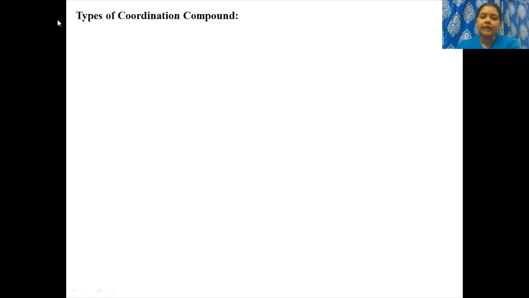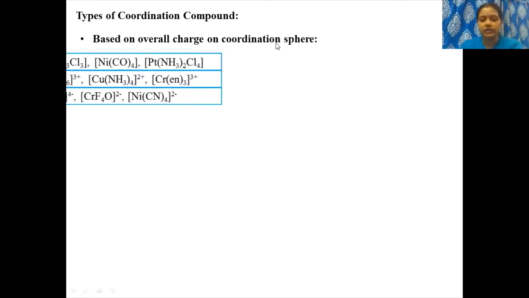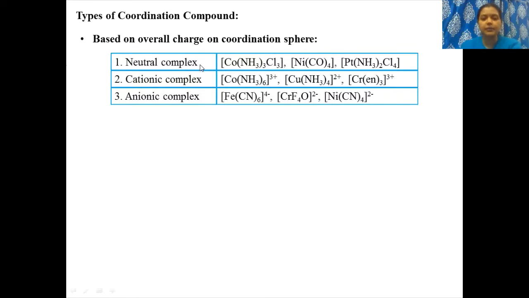There are different types of coordination compounds. We can categorize them based on the overall charge on the coordination sphere. There are three types. Neutral compounds, where the coordination sphere has zero charge. Cationic complexes, where it has a positive charge. Anionic complexes, where the coordination sphere has a negative charge.